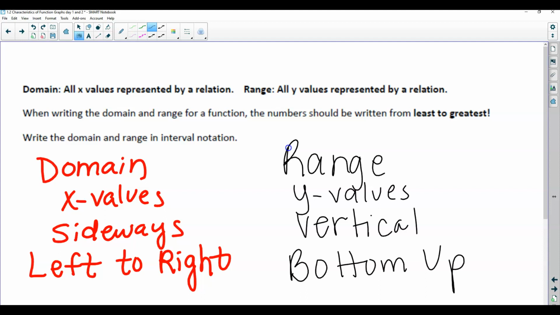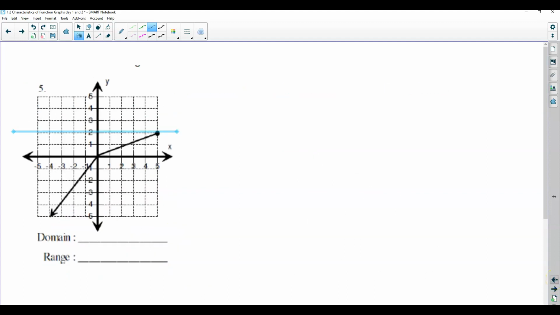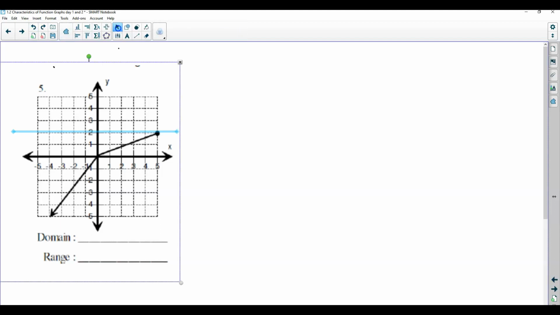99% of the time, it's also interval notation. Okay, so here we go with this first example here. What I'm going to do is state the domain and the range of this weird looking graph on the coordinate grid. So what we're going to do is scan the graph from left to right.